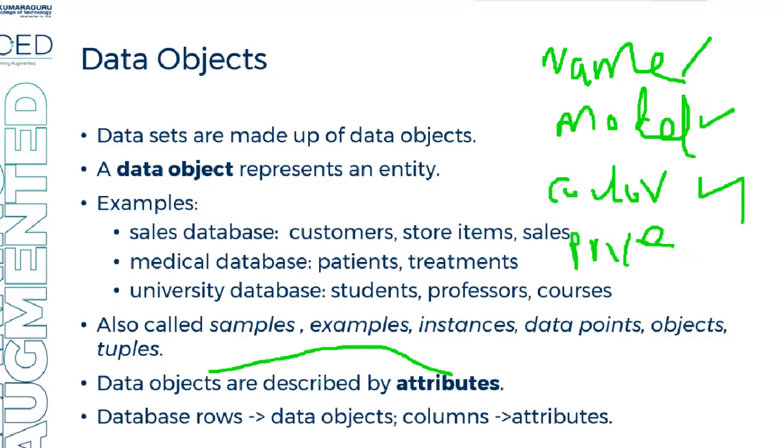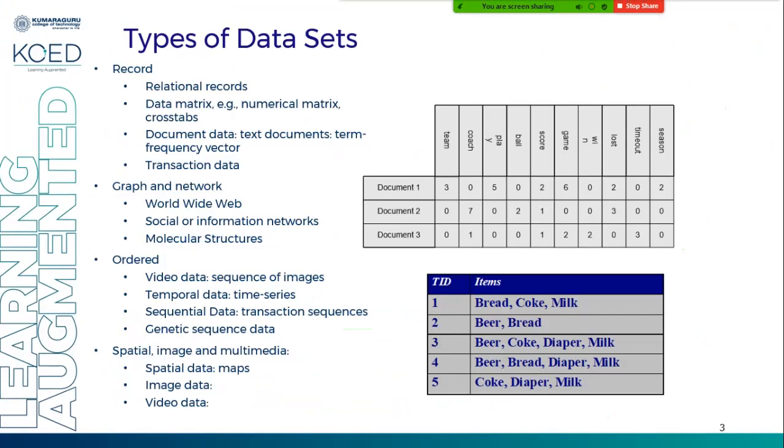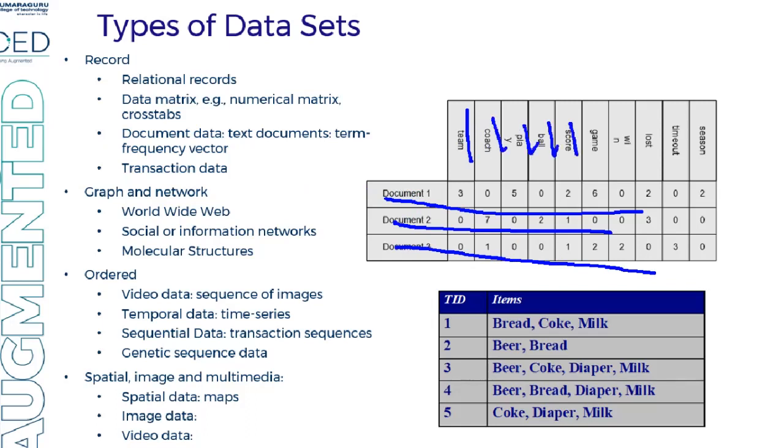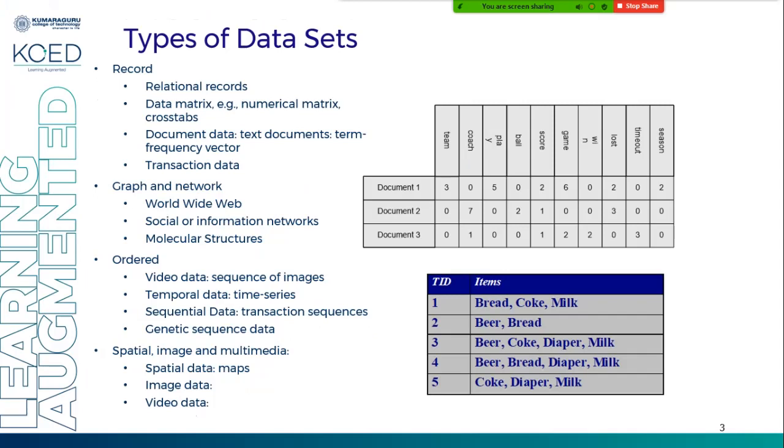Data objects are described by attributes. In a database, rows are data objects and columns are the attributes. You have to remember that in a database there are rows: row 1, row 2, and row 3. Every row is an individual data object, and these columns are the attributes.